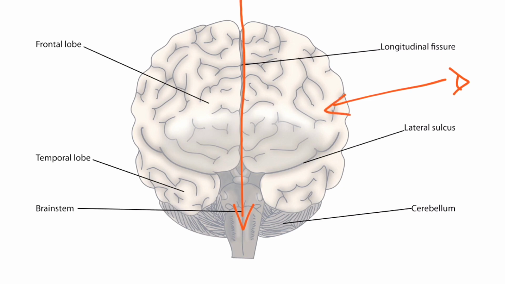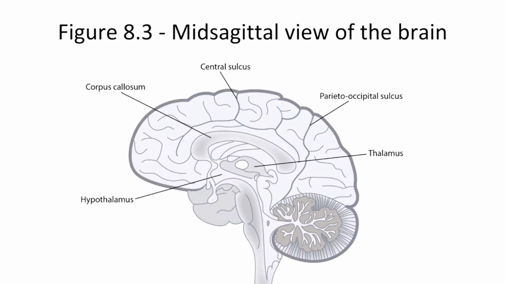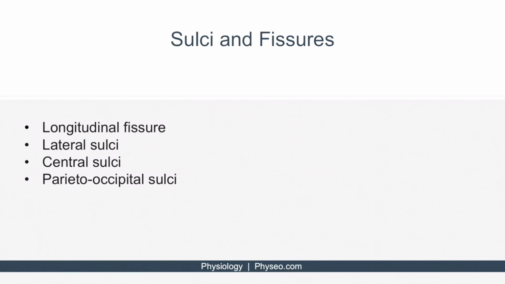Okay, with this in mind, let's look at figure 8.3. This is figure 8.3, which is a mid-sagittal view of the brain. Again, this is anterior and this is posterior. In this image, we can clearly see the parieto-occipital sulcus right here. We'll cover more of the anatomy from this view later, but for now, let's see what your text says. So again, the major grooves of the brain include the longitudinal fissure, the lateral sulci, the central sulci, and the parieto-occipital sulci.